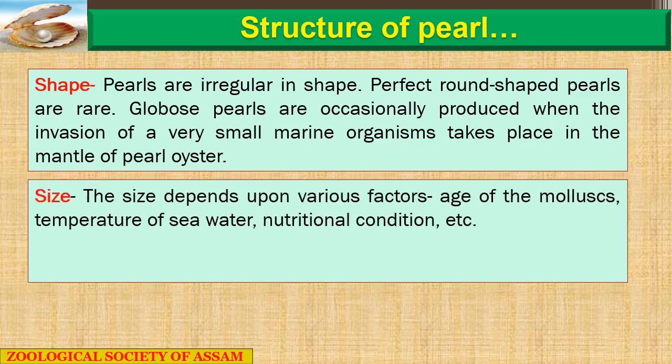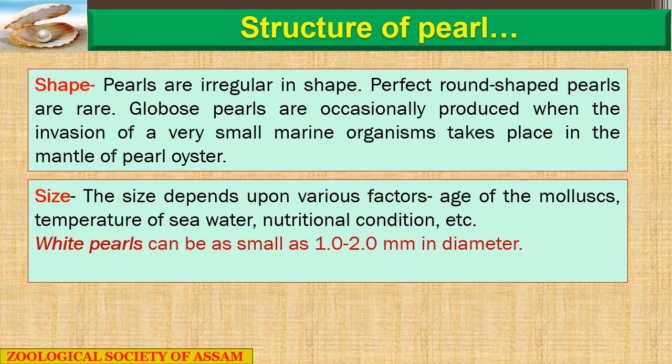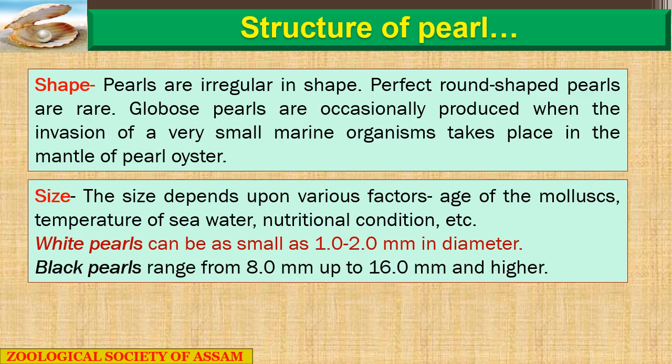the pearl oyster. The size of the pearl depends upon various factors like age of the mollusk, temperature of seawater, nutritional availability, etc. The white pearls can be as small as 1 to 2 millimeter in diameter. The black pearls range from 8 millimeter up to 16 millimeter in diameter or even higher.